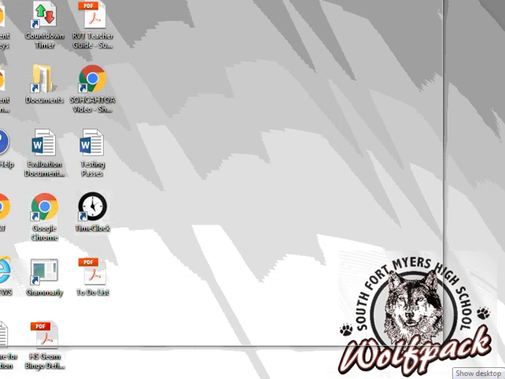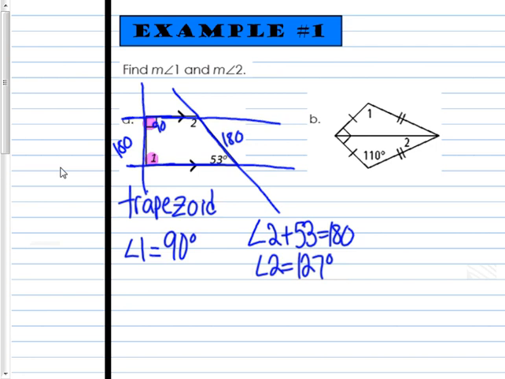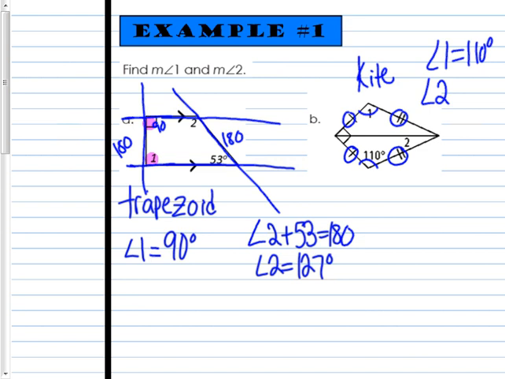Let's look at shape B. This is a kite. So we're looking for angle one and we're looking for angle two. Well, I know that in kites, I have one pair of opposite congruent angles, and it's this set and this set. So it's the angle that's between side one and two congruent to the angle that's between side one and two. So angle one is easy, 110 degrees, because it's the same as the angle opposite it, okay?